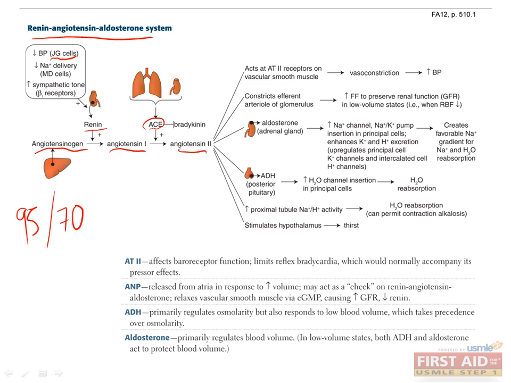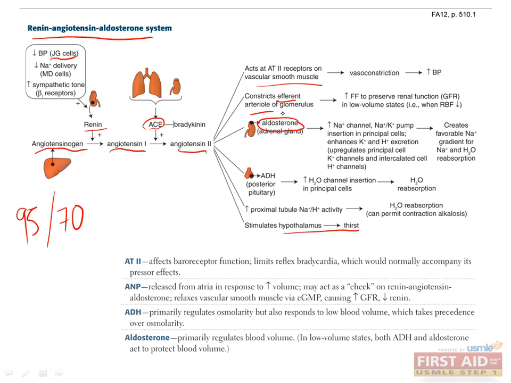It acts directly on vasculature to produce vasoconstriction. It also constricts the efferent arteriole of the glomerulus to preserve GFR. It directly stimulates proximal tubule sodium absorption, and it stimulates the hypothalamus to produce thirst. As if that wasn't enough, it also acts to produce two other hormones that increase blood pressure.